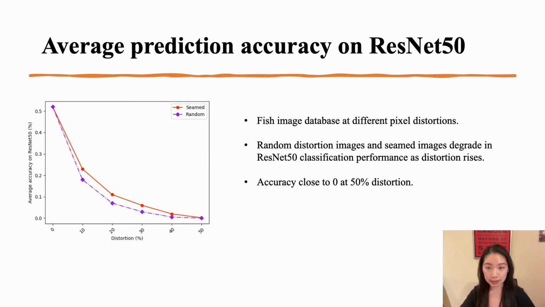Using the entire fish dataset as a test set and random images as a reference for the effect of seamed images, it can be seen that the classification accuracy of ResNet 50 for both seamed and random images tends to decrease as the distortion rate increases. At 50% distortion, the prediction accuracy is close to 0, but not 0. And it can be seen that the random distortion images are a little bit effective in confusing machine learning.